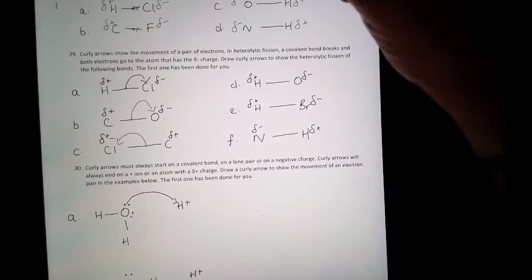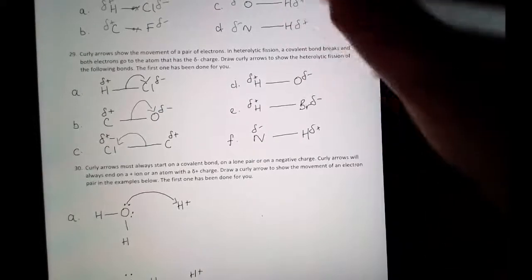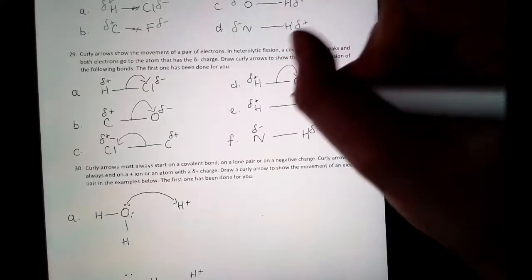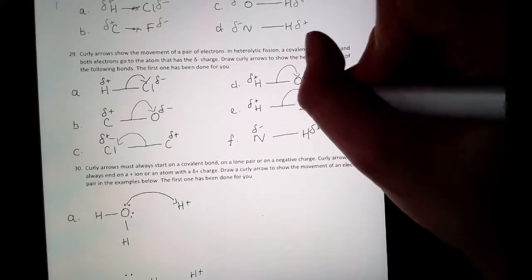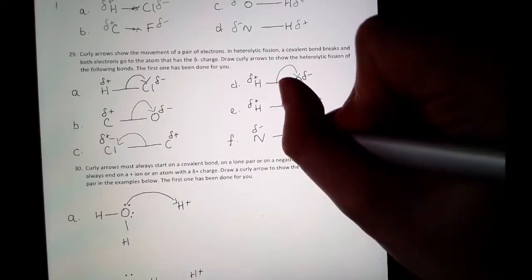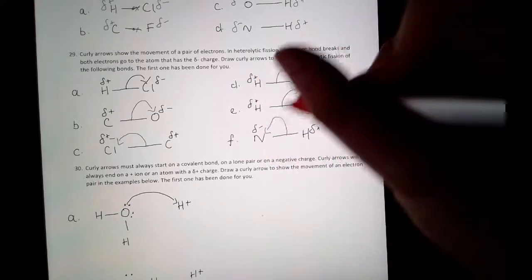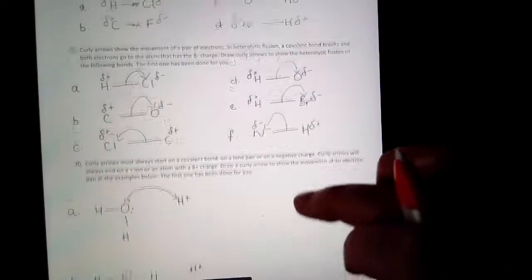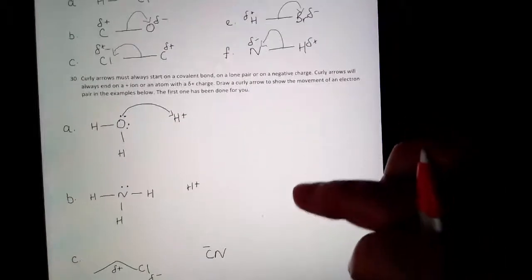The more electronegative is going to get the delta negative sign. So here, starting at the bond, going to the delta negative. Here, starting at the bond, going to the delta negative. Here, starting in the bond, going to the delta negative. All right, just make sure those arrows are really tight and they're not just ending or starting anywhere vague.